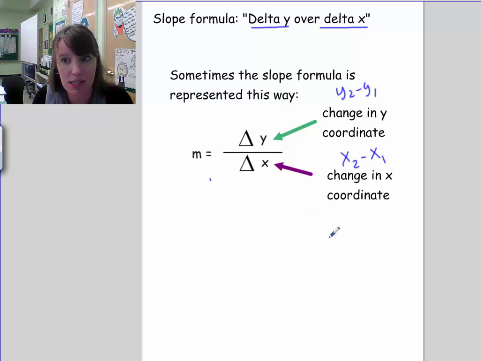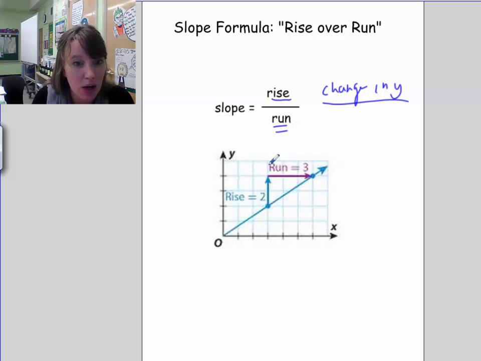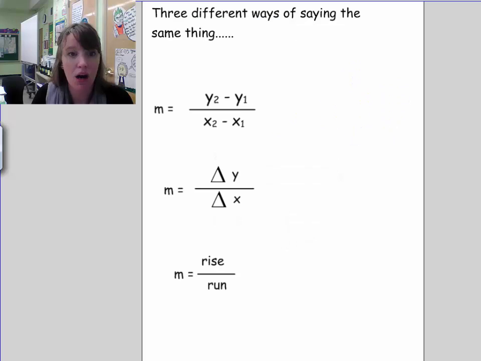So sometimes it looks like this. Another way that you might hear slope referred to is like a mnemonic device when you say rise over run. Rise indicates the change in the y coordinate, because our y coordinate is our vertical component of our coordinate pair. So it's the change in y over, now run is our horizontal, the change in our horizontal component. So this is our change in x, or delta y over delta x. So these are three different ways of saying the same thing.